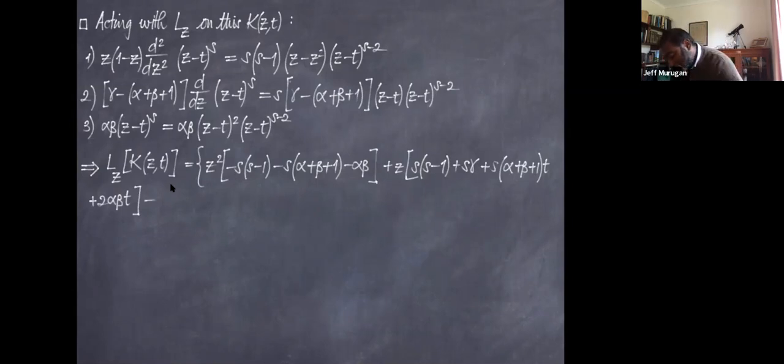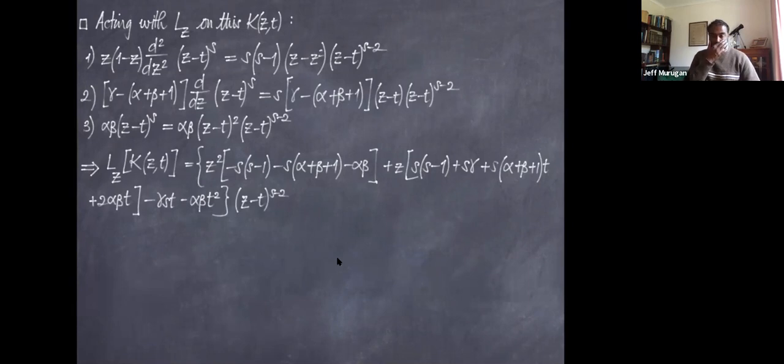Minus gamma st and minus alpha beta t squared. And all of this multiplies z minus t to the s minus 2. So that's the action of Lz on the operator, on the Euler kernel.